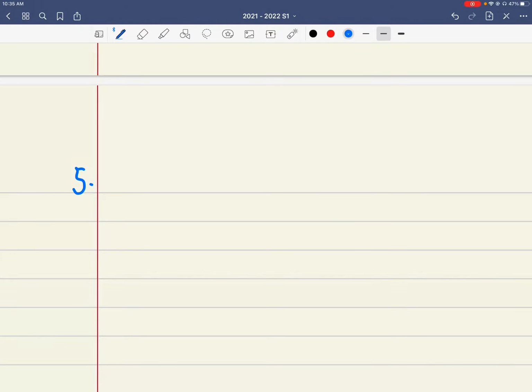Okay, problem 5. So let's first talk about the rotation. The rotation of a line in a two-dimensional space. Let's say I have a line here. The length of this line is L.